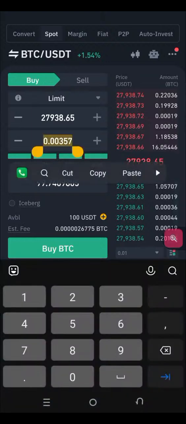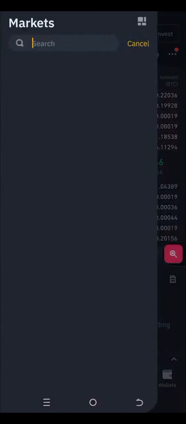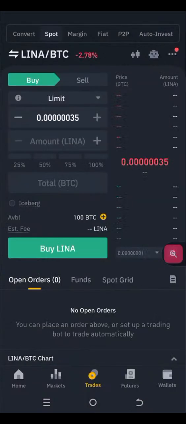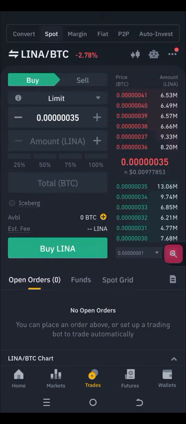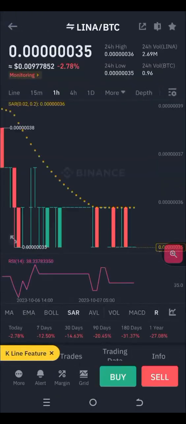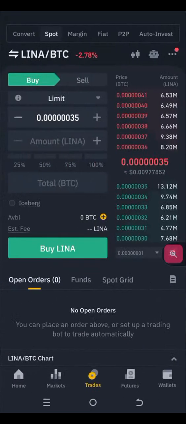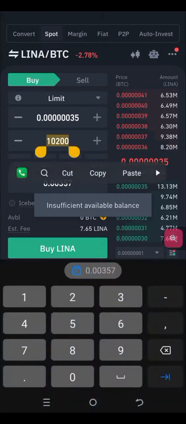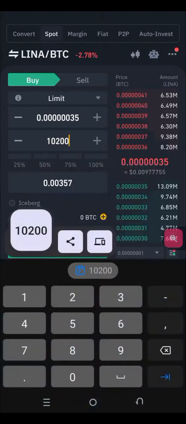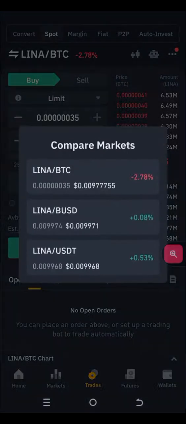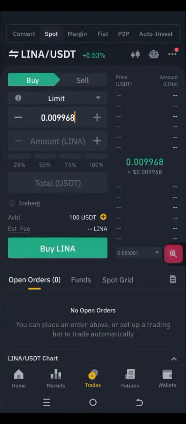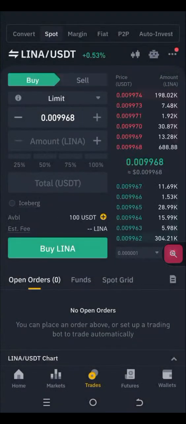Then let's copy it and go to Lena BTC. Where are you? All right, here it is. Beautiful. I hope this is going to work for us because that's going to make it all make sense. Okay, so let's put that in here quickly and buy. Make it snappy. That's 10,200. Let's copy that and quickly go and see how much this will give us in Lena USDT.